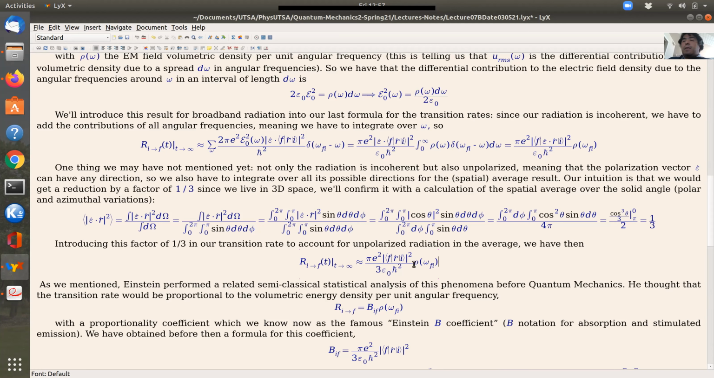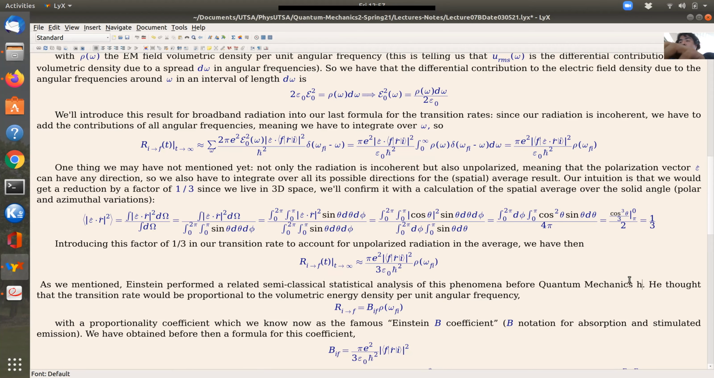Okay, so far the result is that the transition rate, in the limit of time going to infinity, is proportional to this density in terms of the unit angular frequency evaluated at the frequency of transition, the Bohr frequency. And on the other hand, we're going to start to comment on Einstein's analysis, because he did it before quantum mechanics knew what the Schrödinger equation was. There were already some early stages of quantum mechanics in terms of black body radiation. But in his study, he had already performed a semi-classical statistical analysis.